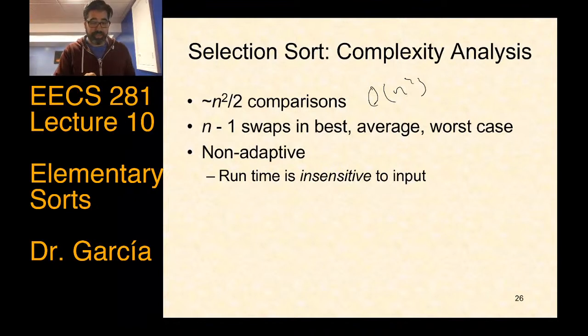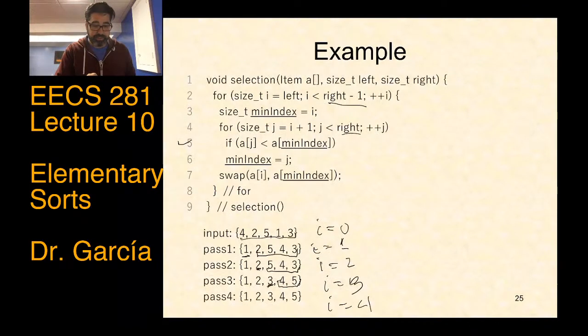Swaps, you get n-1 swaps in best, average case, and worst case. That's easy to tell by the fact that line 7, which is where you do the swap, is outside of the inner loop, but inside of the outer loop, right? So this clearly is O of n. Line 2 is O of n, so therefore line 7 is going to be O of n. So that's linear number of swaps.